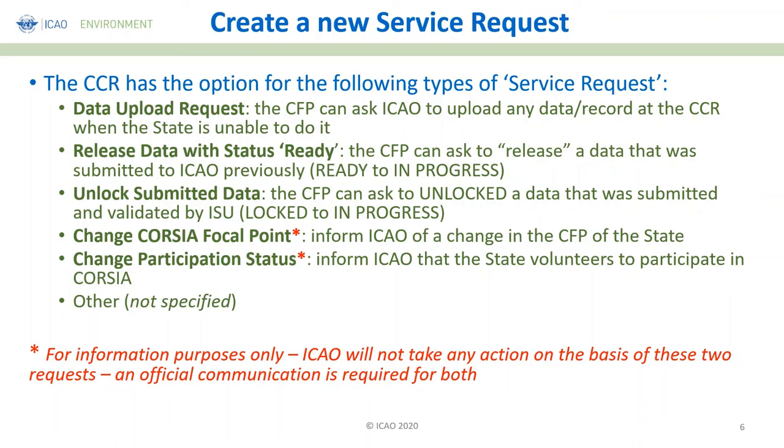So the last two, the change in CORSIA focal point or change in participation status, both are for information purposes only, and won't trigger any action from ICAO on the basis of that information. And the final one is pretty much obvious. It's other, when we have tried to cover different scenarios where service requests may be needed. Other is for situations that are not covered. So for the other five, you choose those options. If not, then you can use the other function to let us know.